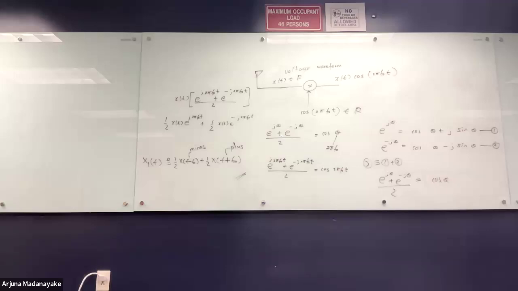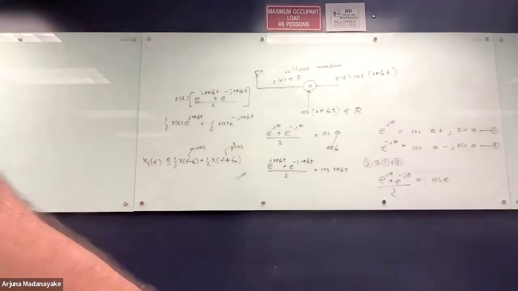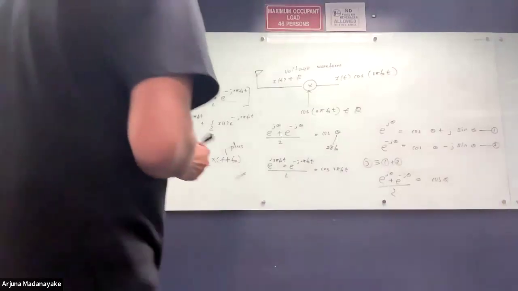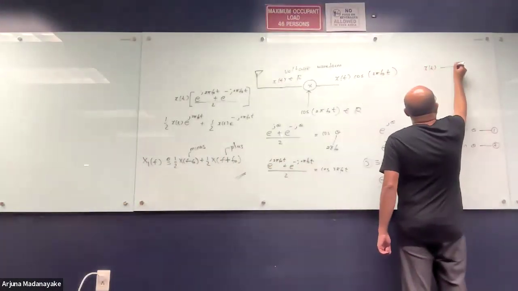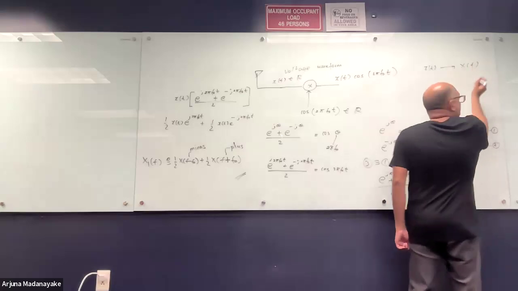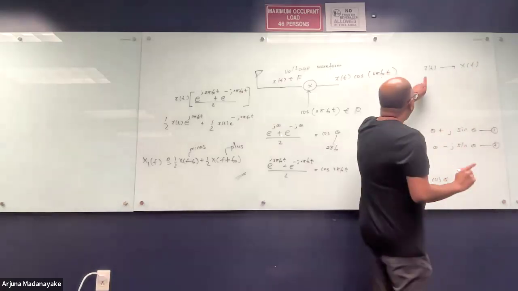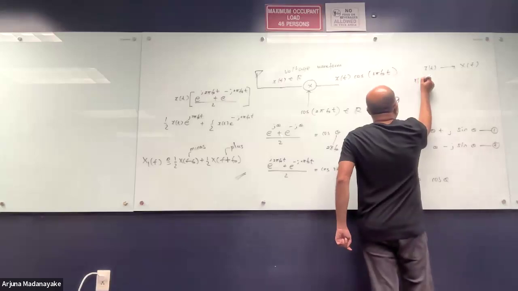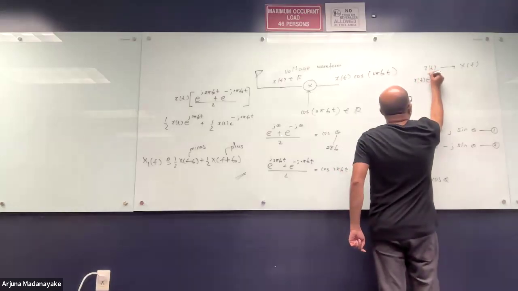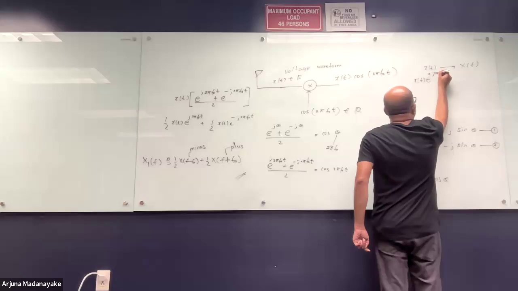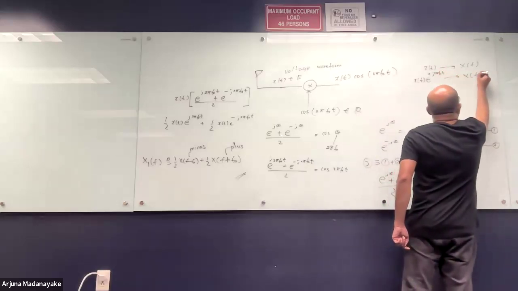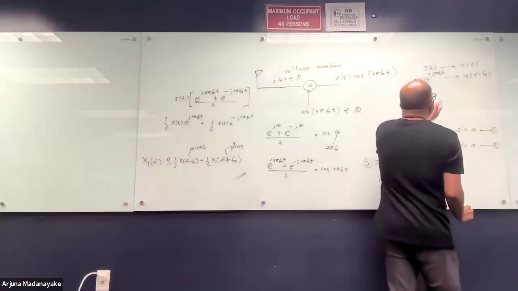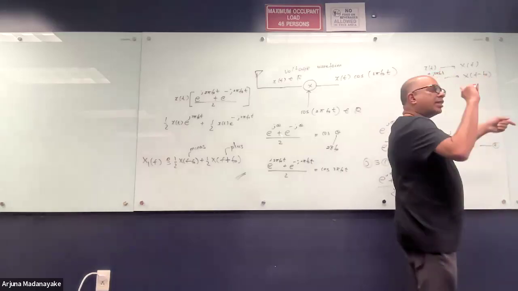X of f minus f naught for the function x of t. So we got it because we proved it. So we said that if x of t has a spectrum X of f, if I have x of t times e to the plus j 2 pi f naught t, the corresponding spectrum is f minus f naught. So it's always the opposite sign.